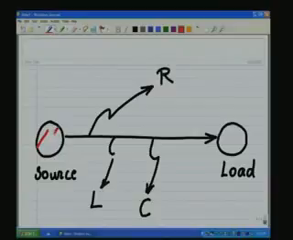In this session, we shall now focus our attention on this block, that is the source block. What are the electrical sources? What are the characteristics of electrical sources? What are the non-idealities? And have some look at real world and practical sources.